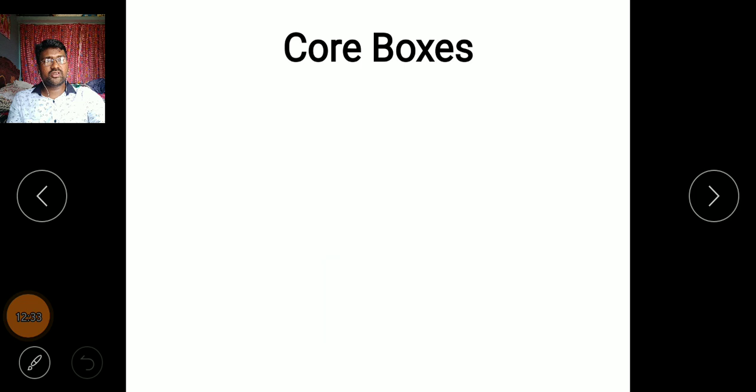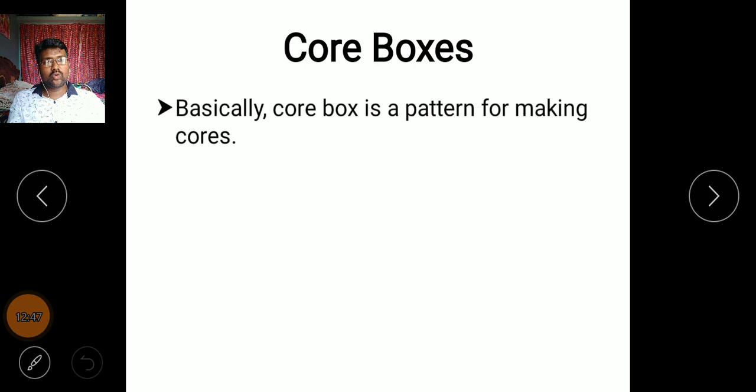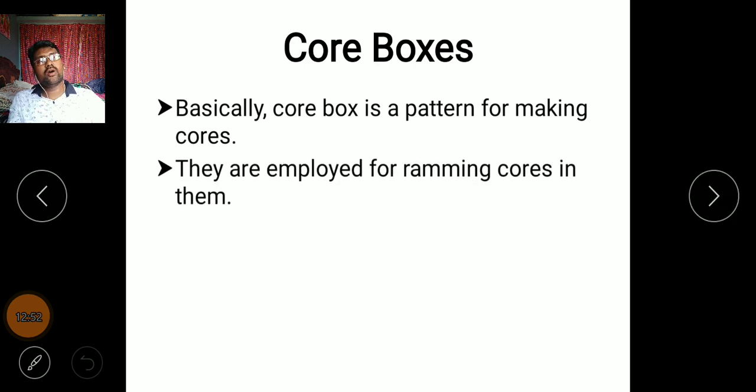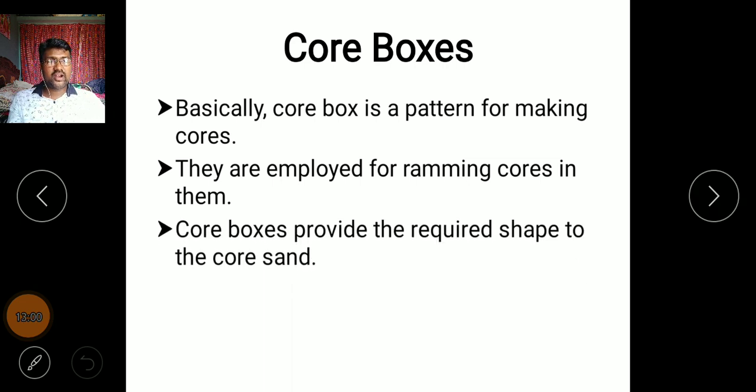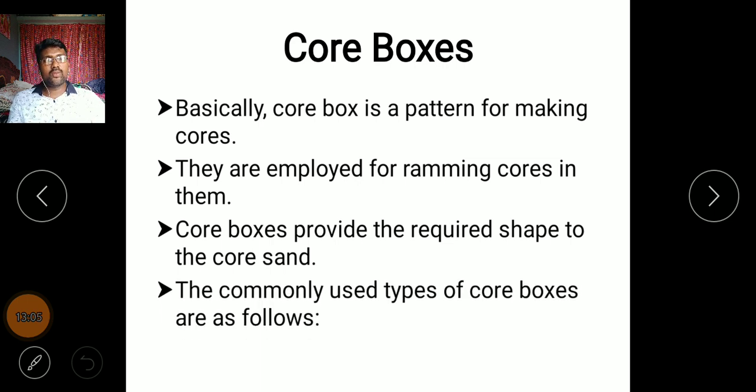Next, core boxes. Up to now we have completed what a core is and the different types of cores. Next we have to discuss core boxes. The core box is used to prepare the cores. Basically, a core box is a pattern for making cores. They are employed for ramming cores in them. Core boxes provide the required shape to core sand. The commonly used types of core boxes are as follows.